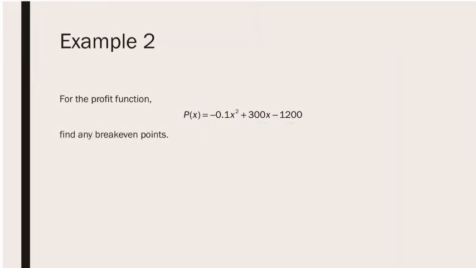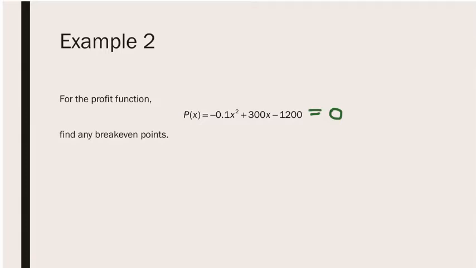In our next example, we're going to continue with the same profit function, but now we want to find any break-even points. There are several ways that we can find the break-even points. Remember, the break-even points are when the profit function is set equal to 0. When I have a quadratic function set equal to 0, the two common ways that we can find the roots or the zeros are by either factoring or using the quadratic formula. There are a couple other ways, but those are usually the most common.